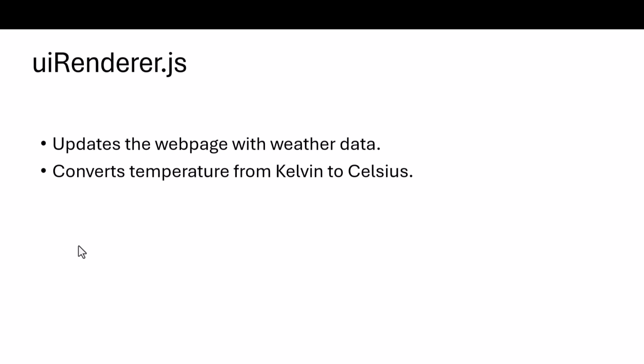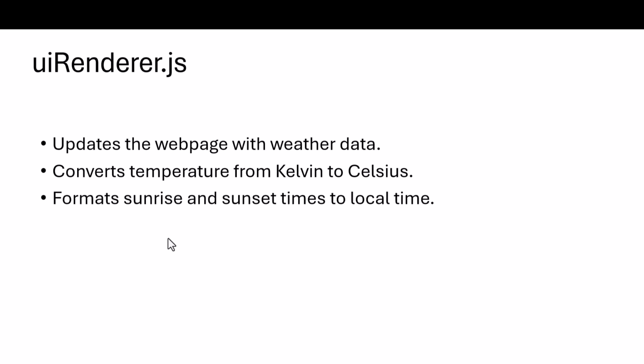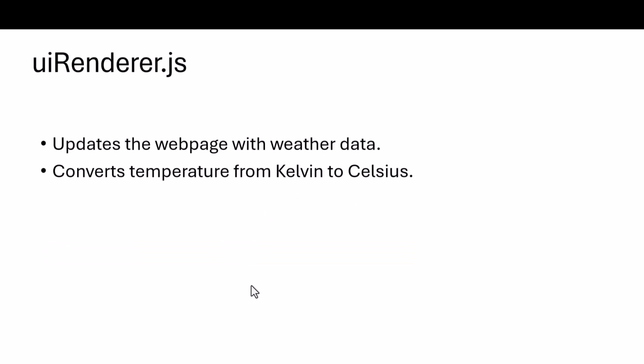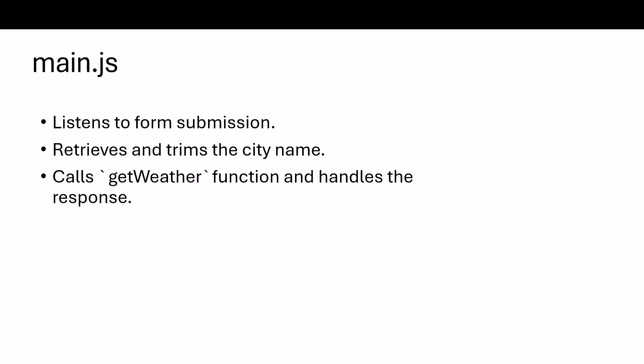So now we have gone through UI renderer, which updates the web page with weather data, converts temperature from Kelvin to Celsius, and formats sunrise and sunset times to local time. And we have seen and gone through the discussion and the VS Code editor. Now finally, before conclusion, we will see what the main.js looks like.